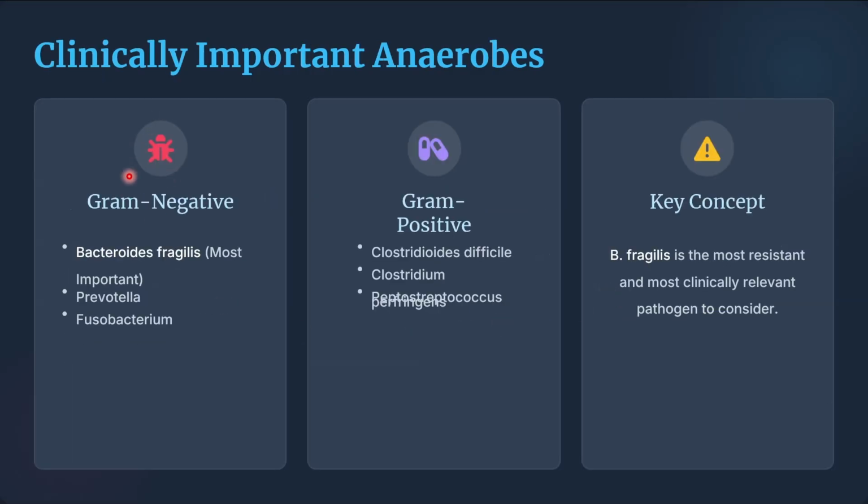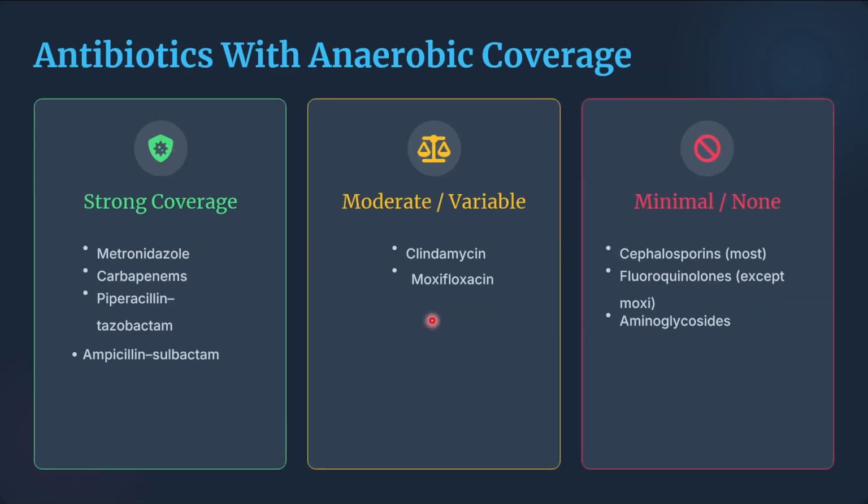Clinically important anaerobes that are gram-negative are Bacteroides fragilis, which is the most important anaerobe, and Prevotella and Fusobacterium. Gram-positive anaerobes are Clostridioides difficile, Clostridium, and Peptostreptococcus. Bacteroides fragilis is the most resistant and most clinically relevant pathogen to consider when covering anaerobes. Most important to remember is that there is no coverage with cephalosporins, fluoroquinolones except for moxifloxacin, and aminoglycosides. These three groups of drugs do not have any coverage against anaerobes.